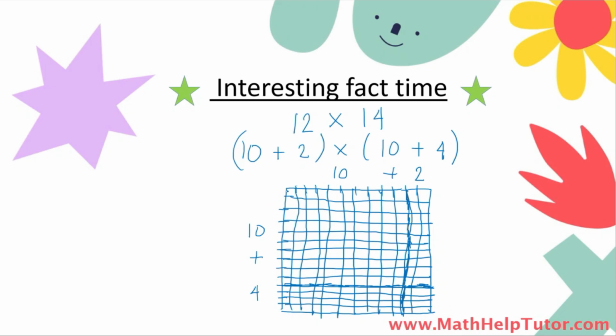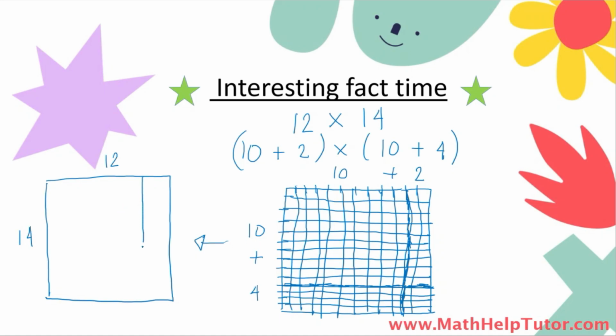So if we count the number of squares inside these smaller regions, let's draw it over here. Say this is our rectangle that has a length of 12 squares and a height of 14 squares. And these are the regions that we have formed based on the expanded form of the numbers we are multiplying. Okay, so this is 12, which is also equal to 10 plus 2, and 14 is equal to 10 plus 4.